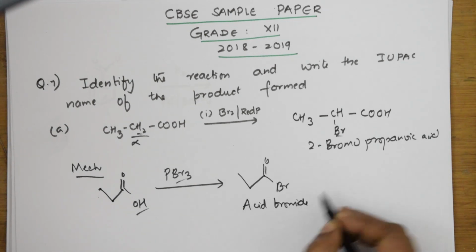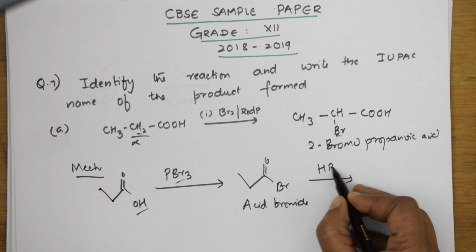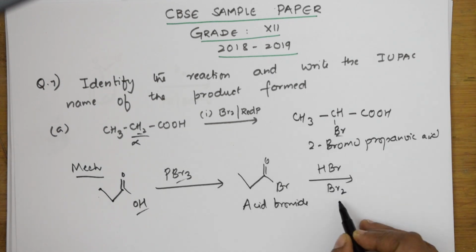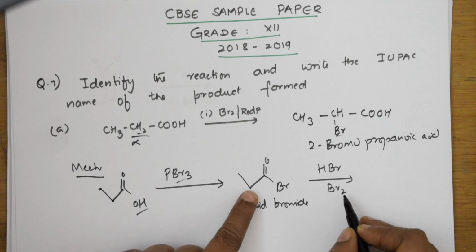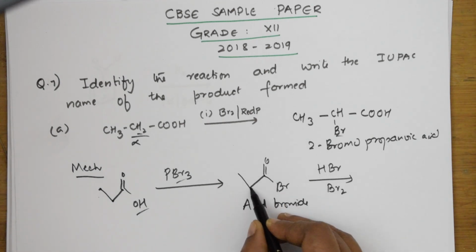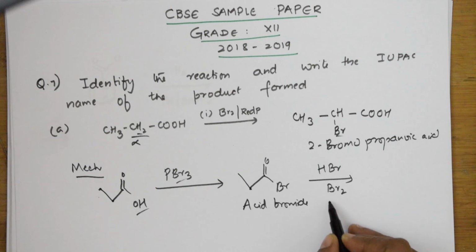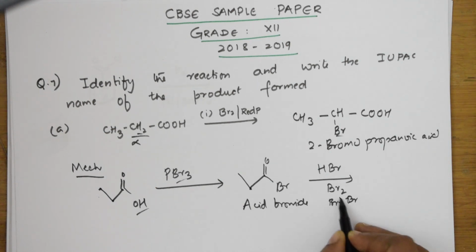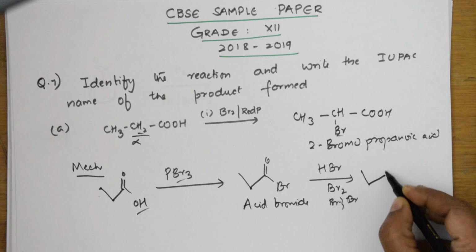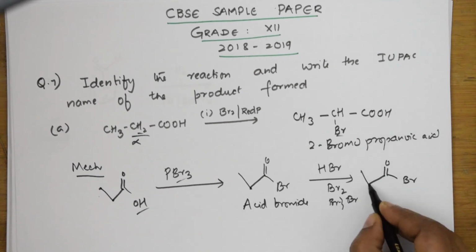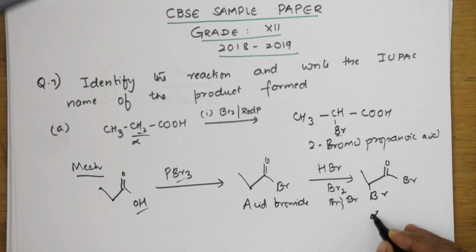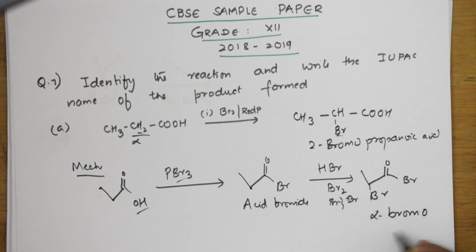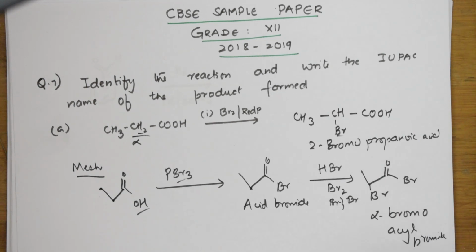Acid bromide. Now in the second step, again we have HBr and Br2. We are introducing Br2. Now what happens? Wherever there is alpha hydrogen, this bromine breaks up and adds here. What do we get? We get C double bond O, Br, and this is Br. Now what is this called? This is called alpha bromo acyl bromide. Till now we have not got the required product, isn't it? Further, what are we going to do?